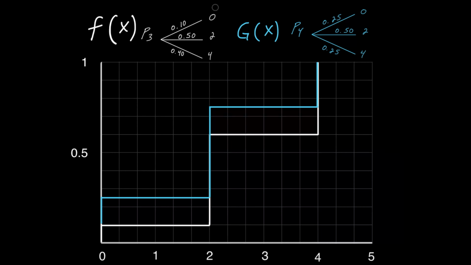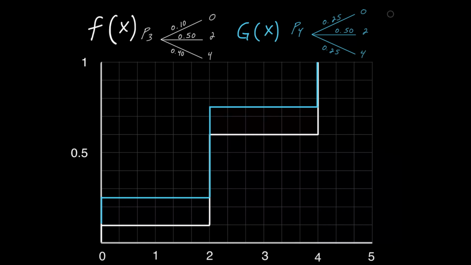All right. So over here, let's start with portfolio 3. We see a 10% chance of making 0. So over here, it increases by 10%. Then we've got a 50% chance of making 2. So at 2, we increase by 50%. And then we've got a 40% chance of making 4. So at 4, we increase by 40%.